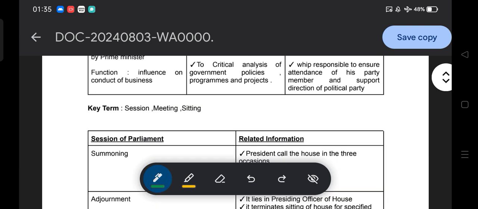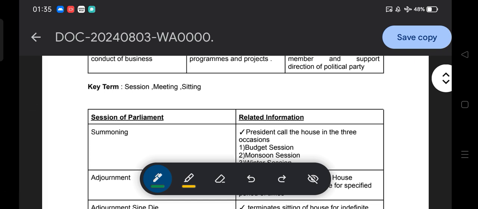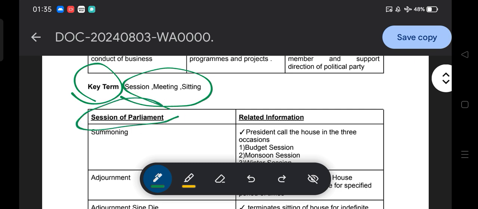Let's move to another concept. Now we are going to discuss a very, very important topic, that is the key term: a session, meeting or sitting. Everyone knows the session of the parliament, like in our school or in college, there are different sessions.